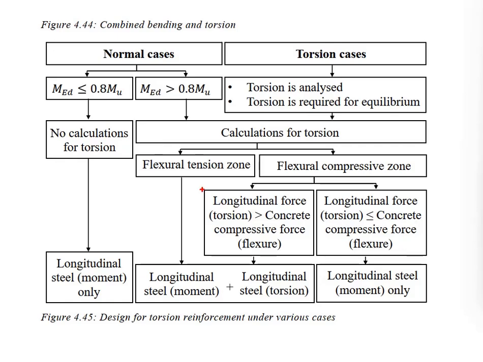Now, in the case that the longitudinal force due to the torsion is more than the concrete compressive force, that means the compressive force of the concrete is insufficient to take this longitudinal force due to the torsion. Because of this, the longitudinal steel due to the torsions shall be added to the existing amount of reinforcement bar to be placed at the compressive zone.